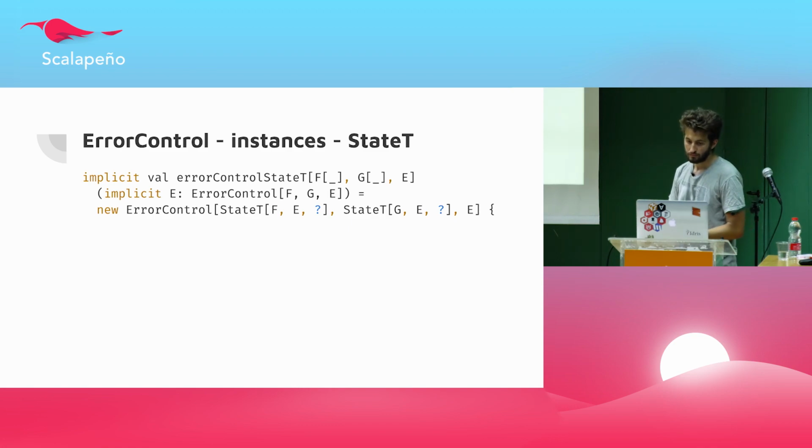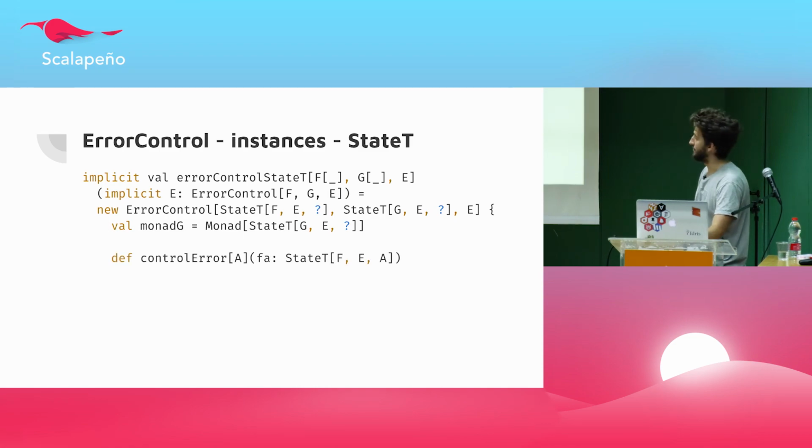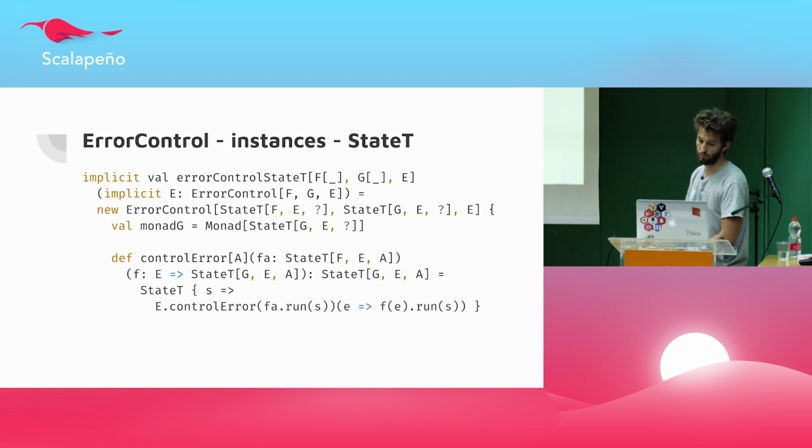So if state T of F, if F has an error control instance, then state T of F will also have one. And that means that we can go from state T of some fallible type F to state T of some infallible type G. And of course, we say that state T of G and E has to have a monad instance. Now we use this control error function. We implement this control error function.